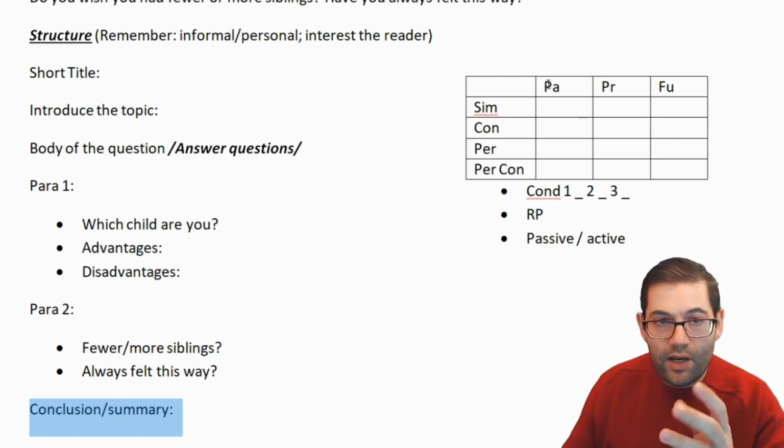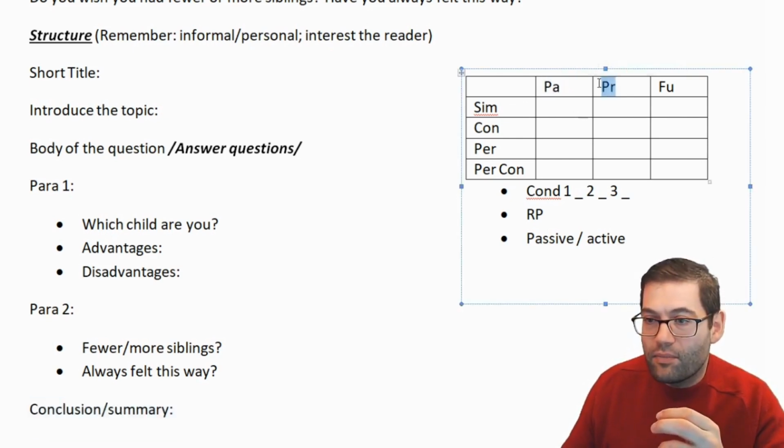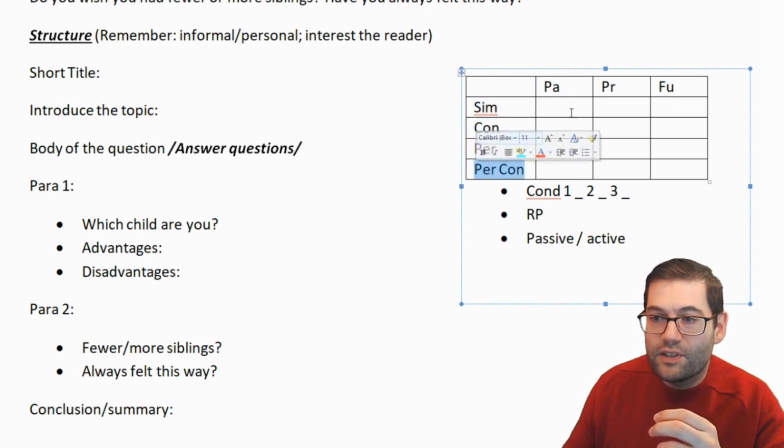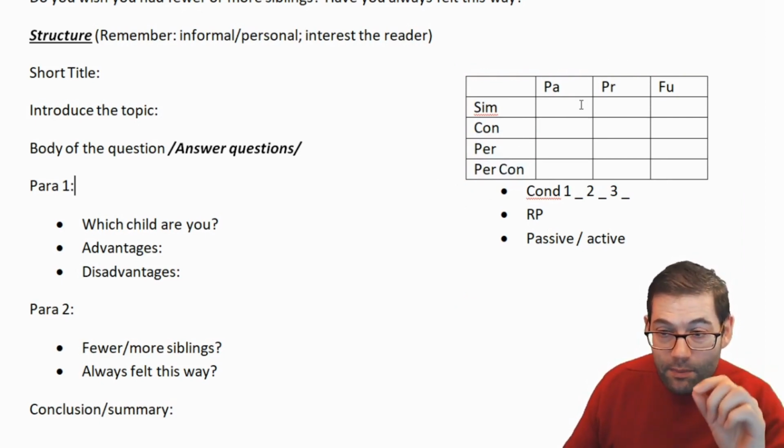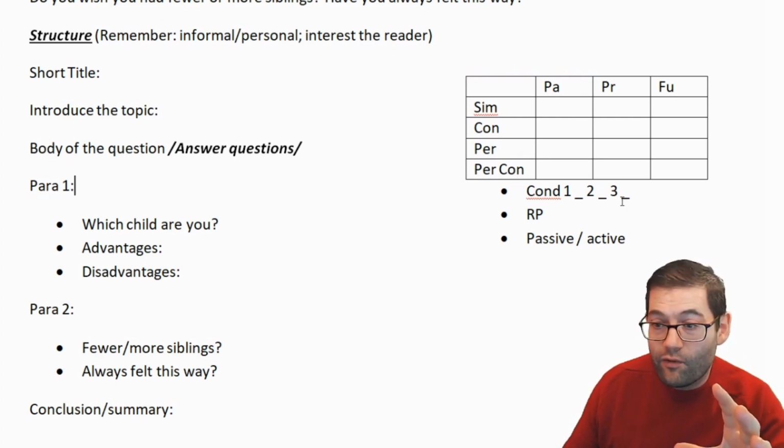What this is, I'll quickly run through this. Past, present, future, simple, continuous, perfect, perfect continuous, and here I've created a little grid. So when you're writing your answer, you can just put in a tick in the box to make sure that you've covered that area of grammar.